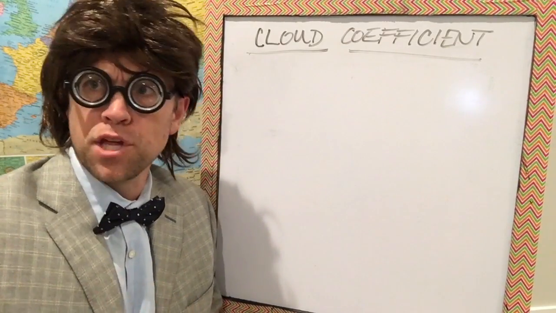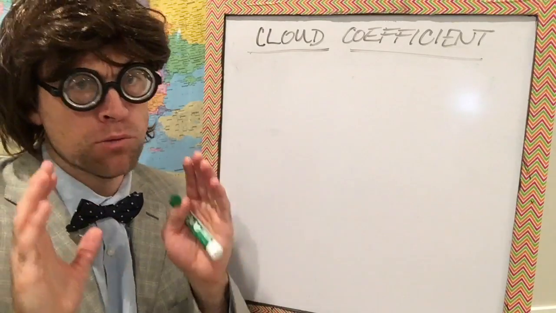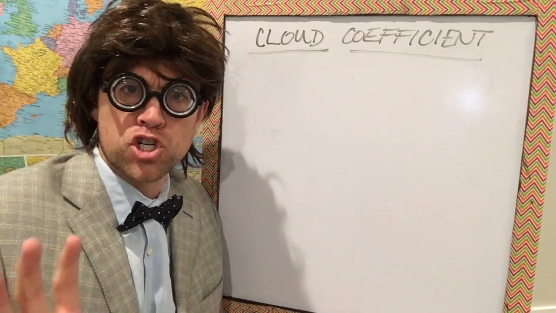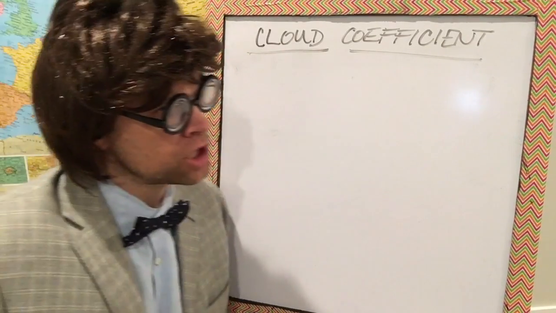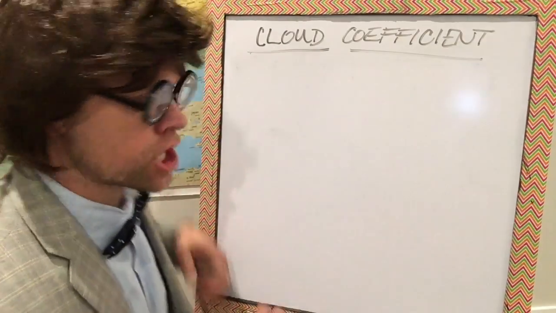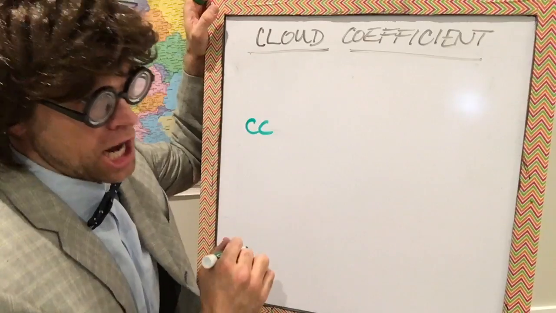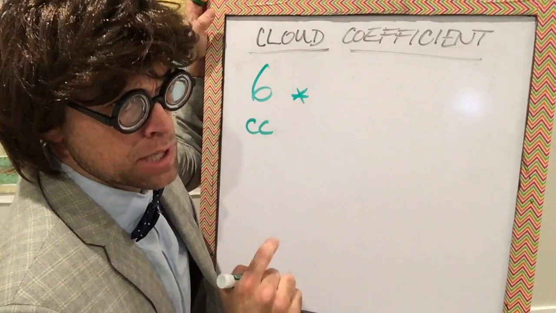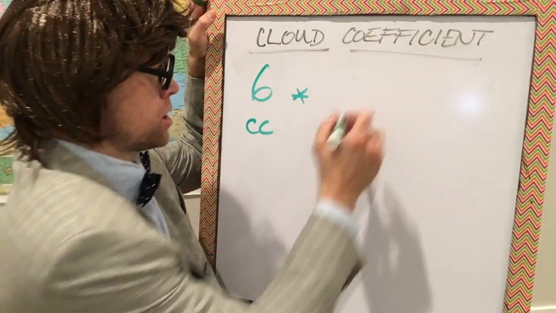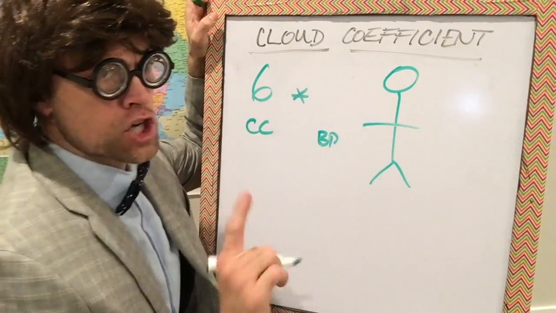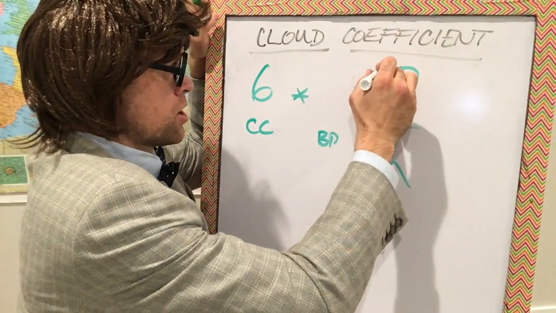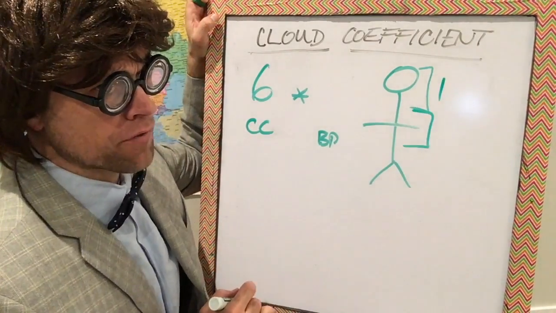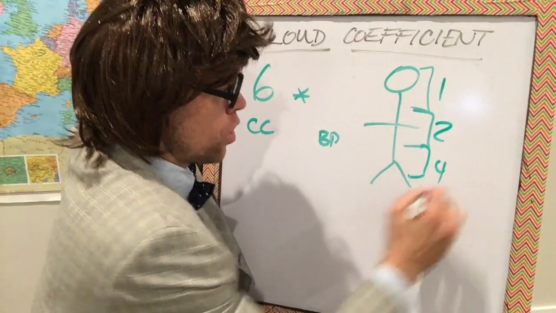Now, one of the most common things that people ask me is, how do I use the cloud coefficient in day-to-day practice? Well, this is where it really starts to get hot, folks. Let's take our CC. And yeah, heck help you if it's a 6, but let's go for it. We're going to times that by our BP, our body part. Very simple. We go from the cranium to the clavicle is a 1, clavicle to the bifurcation of the abdominal aorta is a 2, and below that's a 4.